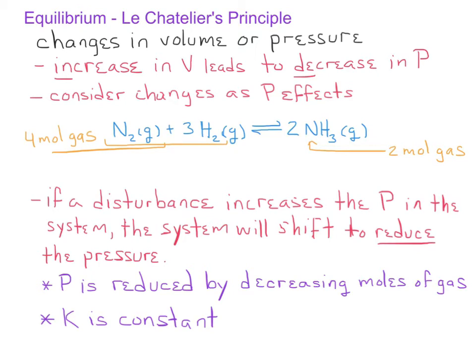The final important note that we have to make regarding Le Chatelier's principle with changes in volume or pressure is that, just like changes in concentration, the equilibrium constant is going to remain the same anytime we make a change to the volume or pressure in a system at equilibrium. So once again, the equilibrium constant will remain the same even though we have a disturbance in the volume or the pressure of a system at equilibrium.